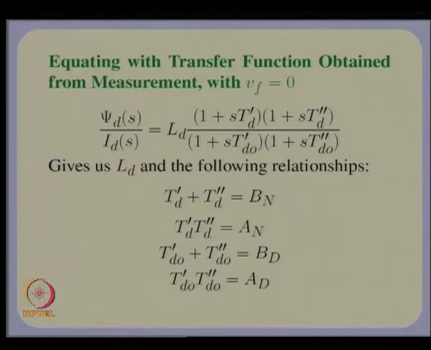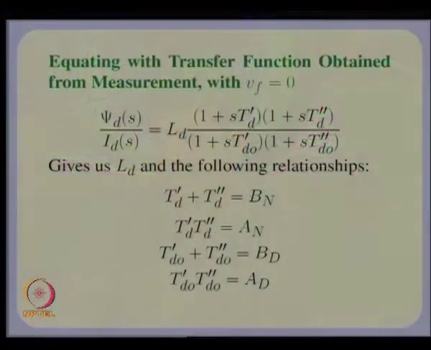Now, of course, AN, BN, BD and AD are related to these time constants by the 4 equations given there. So, what we have here are some parameters obtained from measurement, the AN, BN, BD, AD parameters, and the basic idea is that we back calculate the basic parameters from these. If we could do that, we could actually use our model in realistic studies. That is the basic idea.